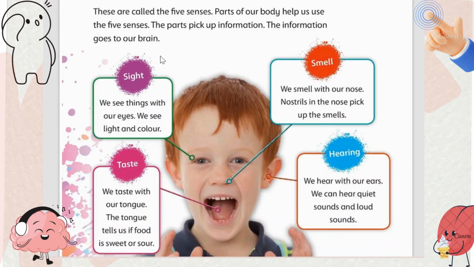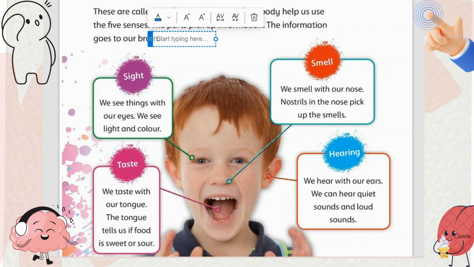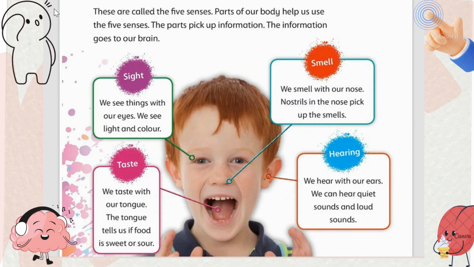Over here they say these are called the 5 senses. Parts of our body help us to use the 5 senses. The parts pick up information that goes to our brain. How do we know that the thing I am seeing is not good? For example, if you smell something, you tell your mom, oh, I smell something bad. How do you know that the thing you are smelling is bad?